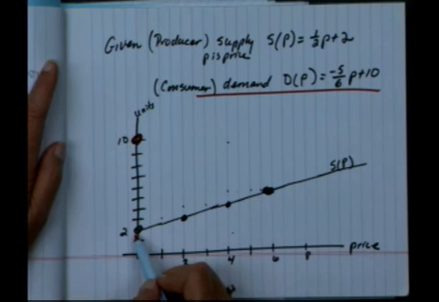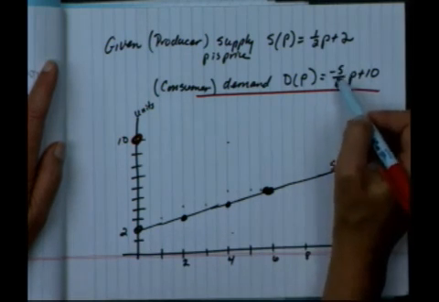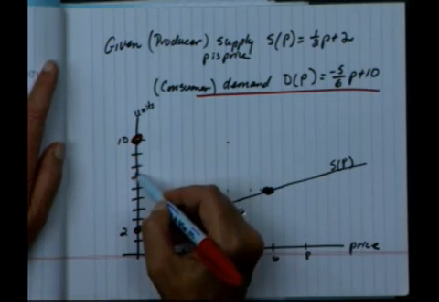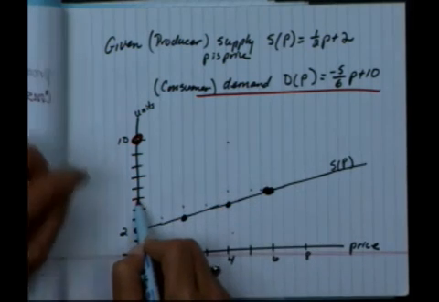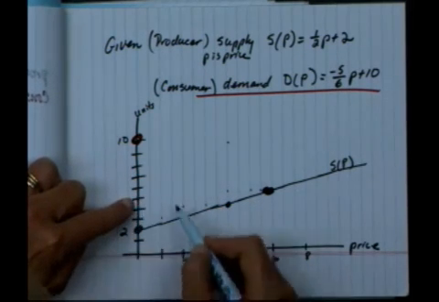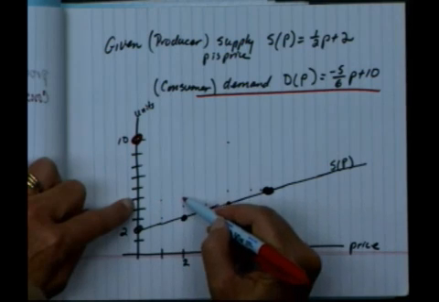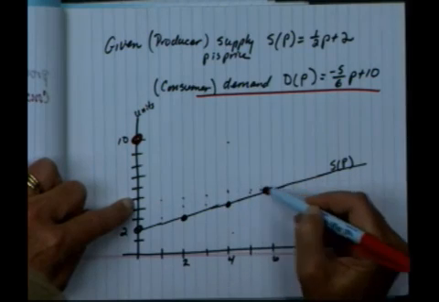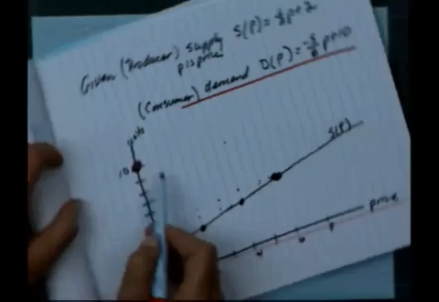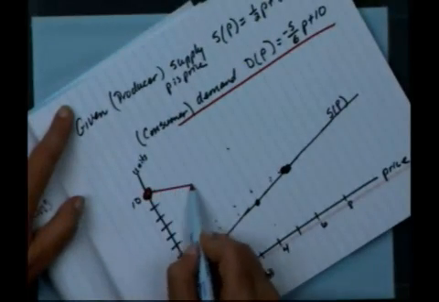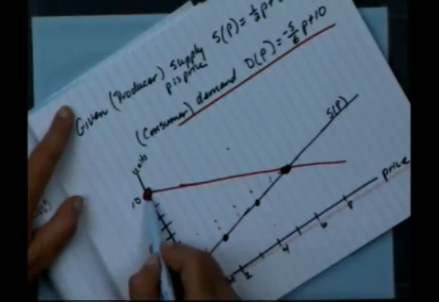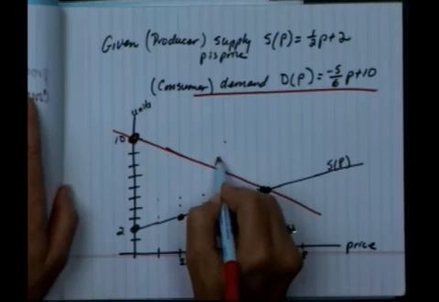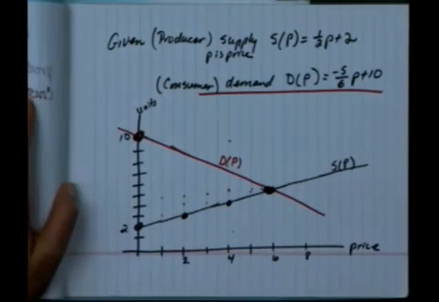be willing to do. All right, the slope is -5/6. I'm going to carefully try to come down 5: 1, 2, 3, 4, 5. And I'm going to try to run over 6: 1, 2, 3, 4, 5, 6. Woo, how nice. Let me see if I can draw that. Okay, and this is the consumer demand curve.